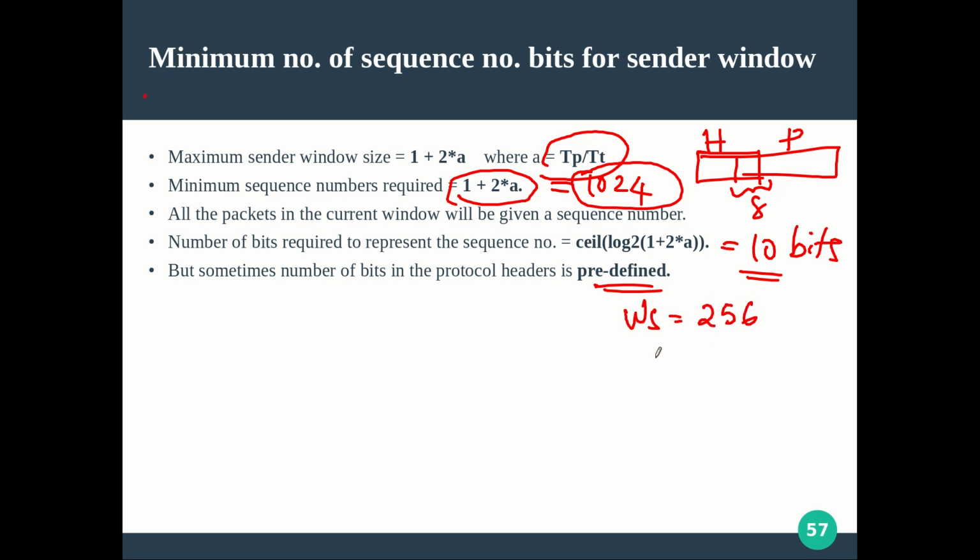So what is happening is, actually, for the sender window size, one formulation we have is 1 plus 2a. That is something determined by the underlying infrastructure we are having.